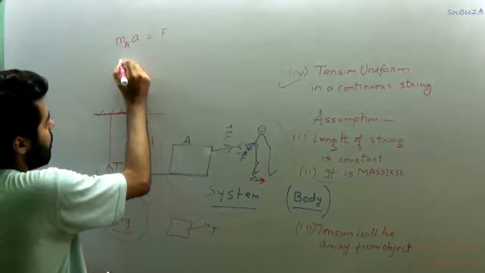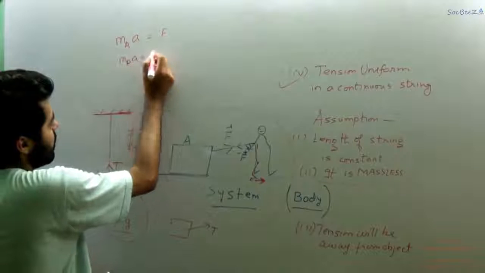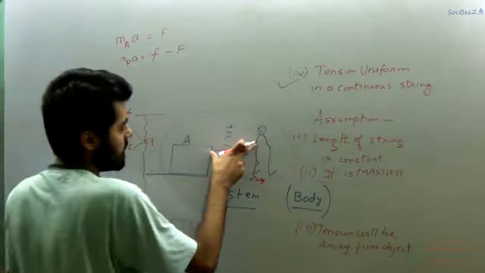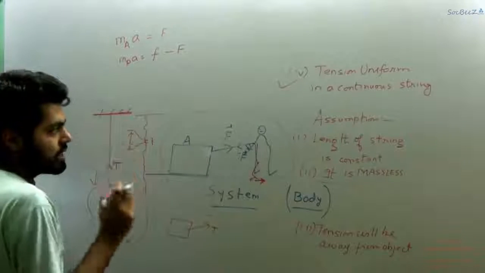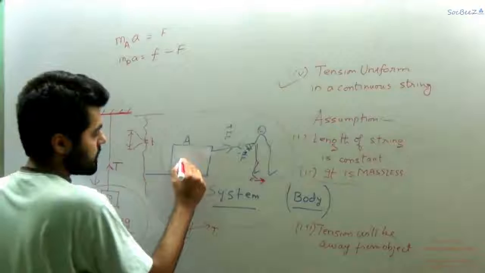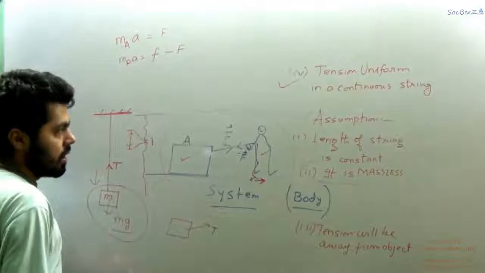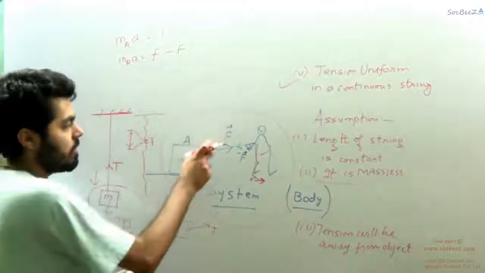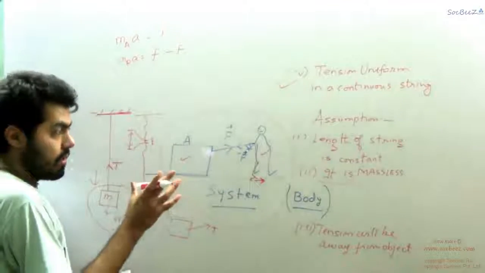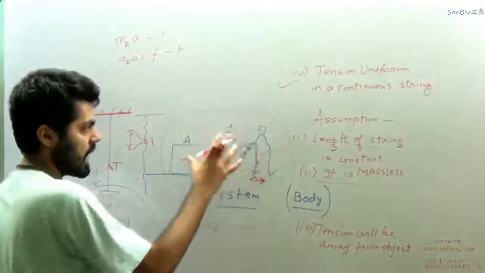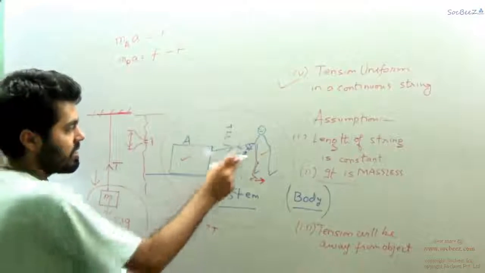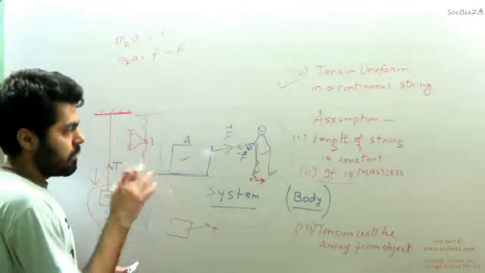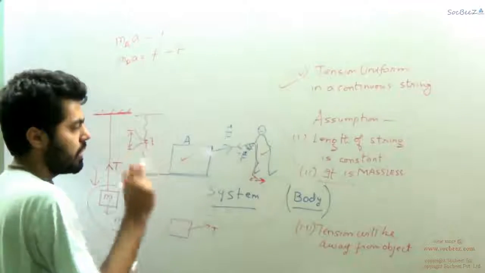And at the same time, the mass of the person will have a friction force helping him, minus F. And since the string length is fixed, object A and the person both will have the same acceleration. Because you can imagine that had this length been varying, then acceleration could have been different. But since both ends have a fixed length, the acceleration of this object and this person cannot be different. Because if it would be different, then definitely the length would start varying.